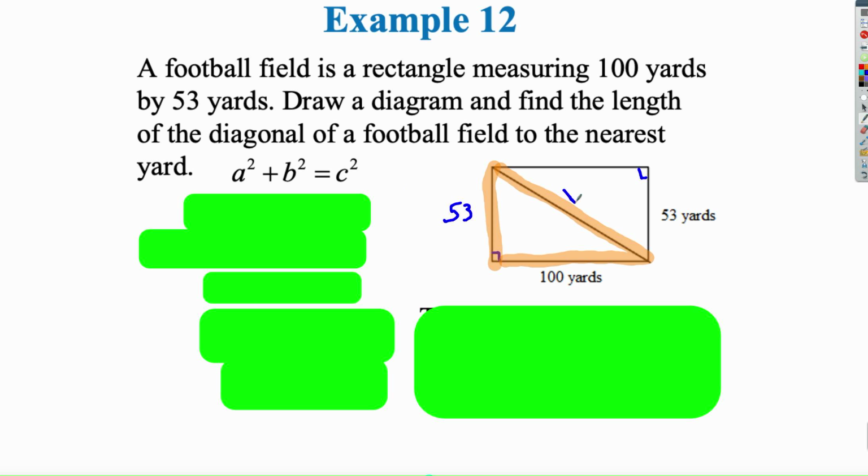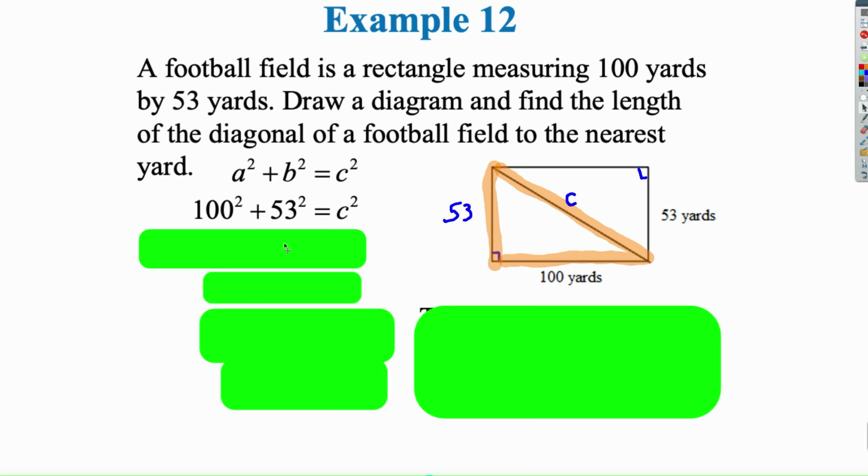So the length of the diagonal is my unknown. Maybe I should call it C just for uniformity here. The hardest part is to draw the diagram and recognize I'm just dealing with a right triangle. Now that I know I've got a right triangle, I ask, what am I missing, a hypotenuse or a leg? I'm missing the hypotenuse, so I'm going to use my Pythagorean theorem, and I'm going to replace my 2 leg values, A and B, with 100 and 53.